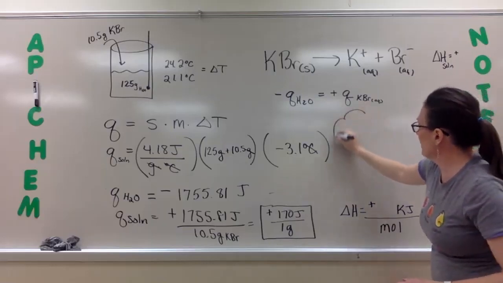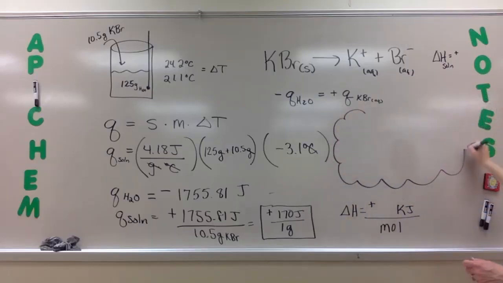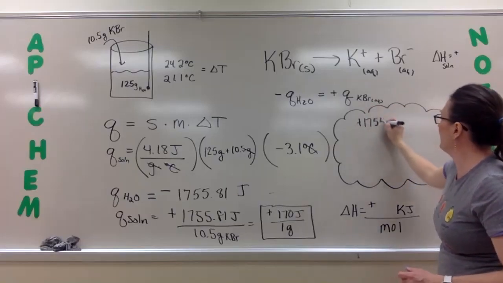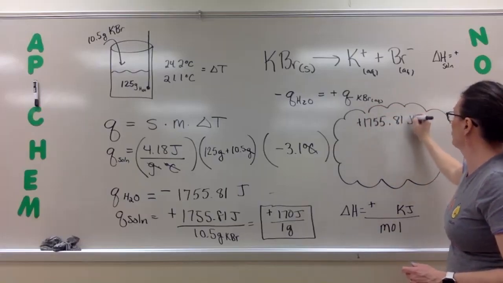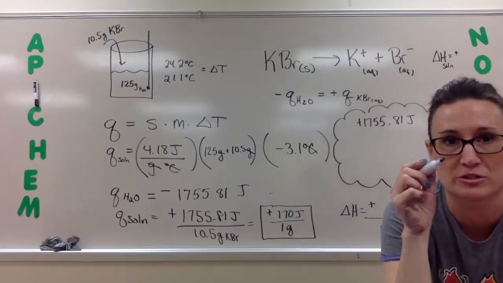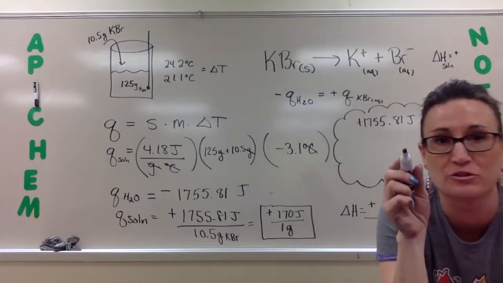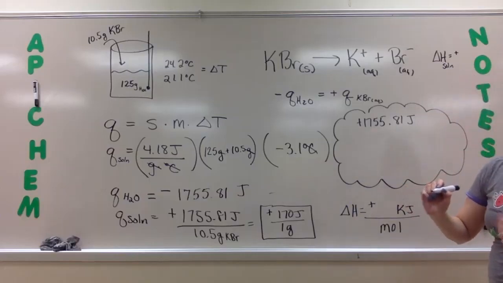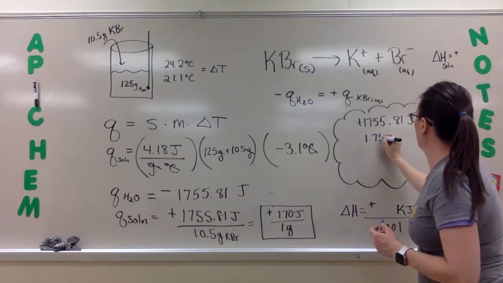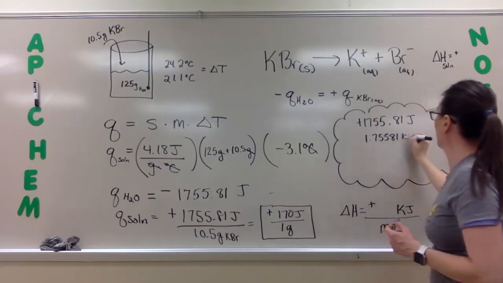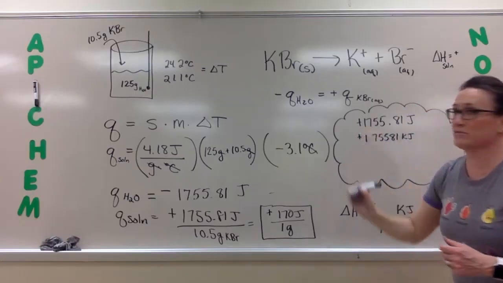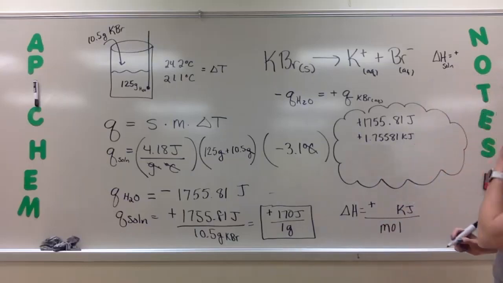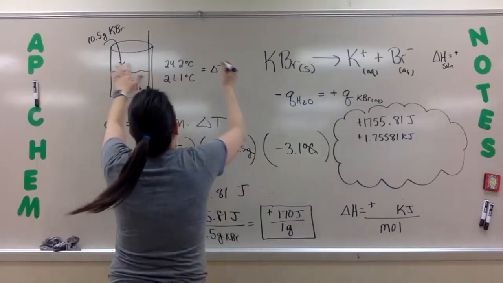So we kind of have to take, I always say, a little detour right here. We know it's plus 1755.81 joules. So let's quickly just do this fast because we're AP Chem. What's that in kilojoules? Yeah, right, 1.75581. I mean, we're carrying a lot of digits here. Still positive, still endothermic. And how do we divide it by moles?